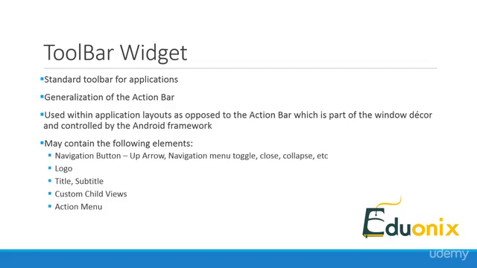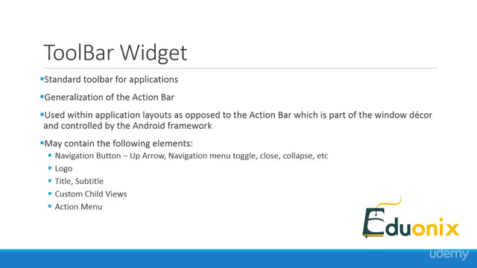The toolbar is a generalization of action bars for use within application layouts. While an action bar is traditionally part of an activity's opaque window decor controlled by the framework, a toolbar may be placed at any arbitrary level of nesting within a view hierarchy. An application may choose to designate a toolbar as the action bar for an activity by using the setSupportActionBar method.